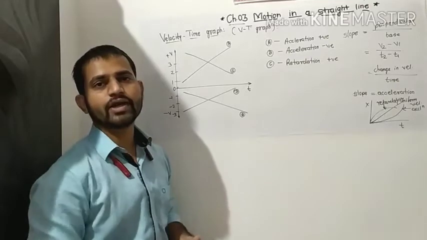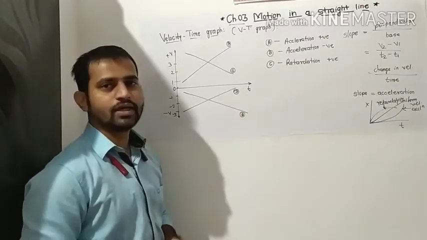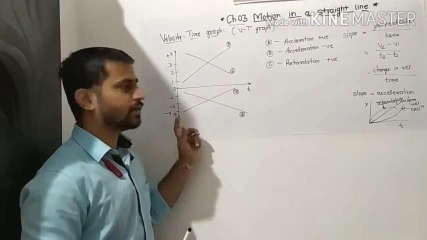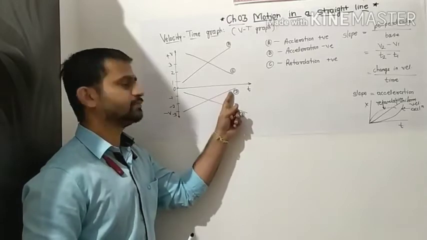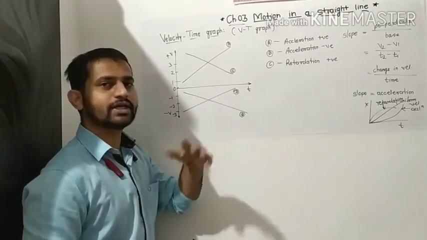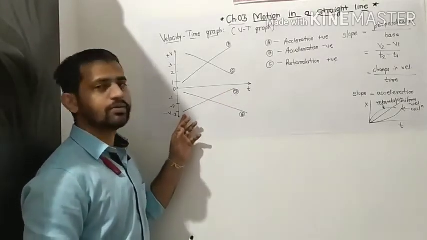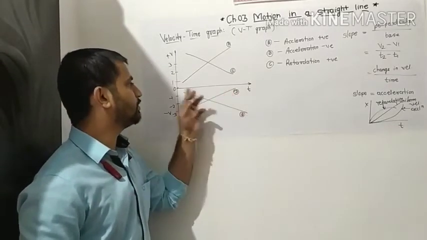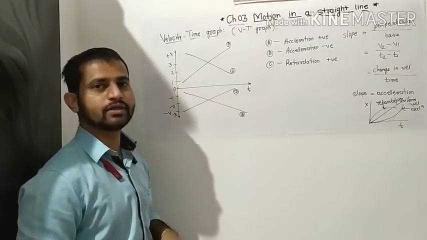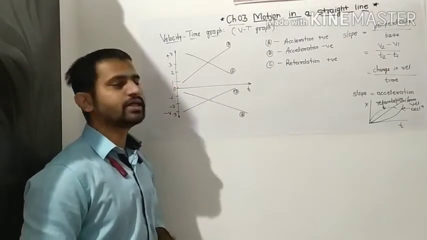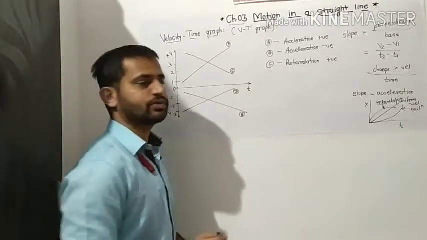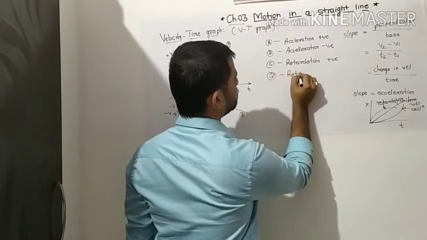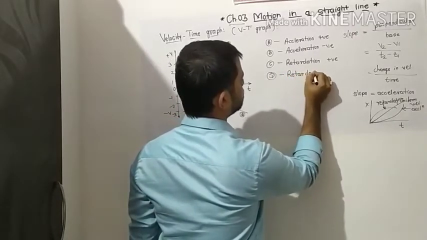Now if you look at the fourth curve, curve D, here again you come to know that the velocity is in a negative direction and goes on decreasing with respect to time. Initially the magnitude is 3 meters per second, and at this point it may be some 0 or 0.5 meters per second. So in this case there is again the retardation, which is with the negative sign. So the D curve will give us the retardation with the negative sign.